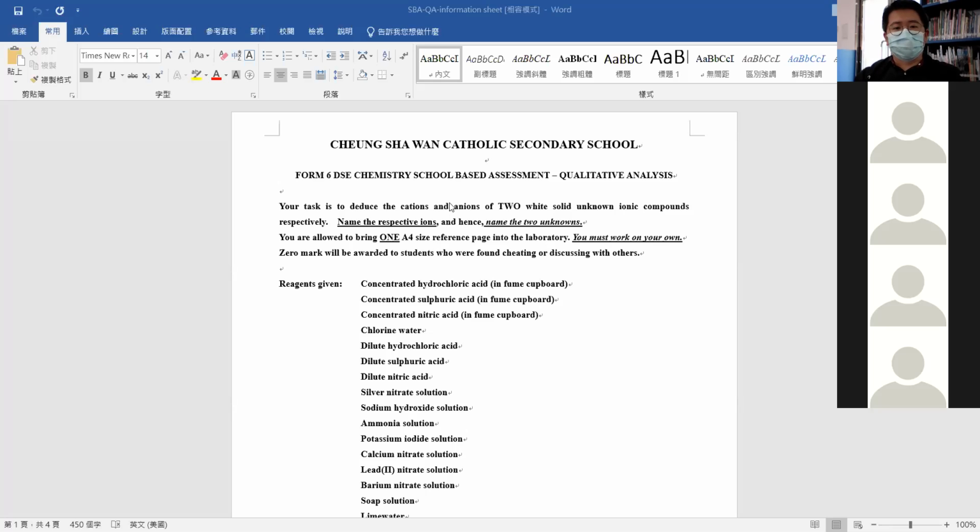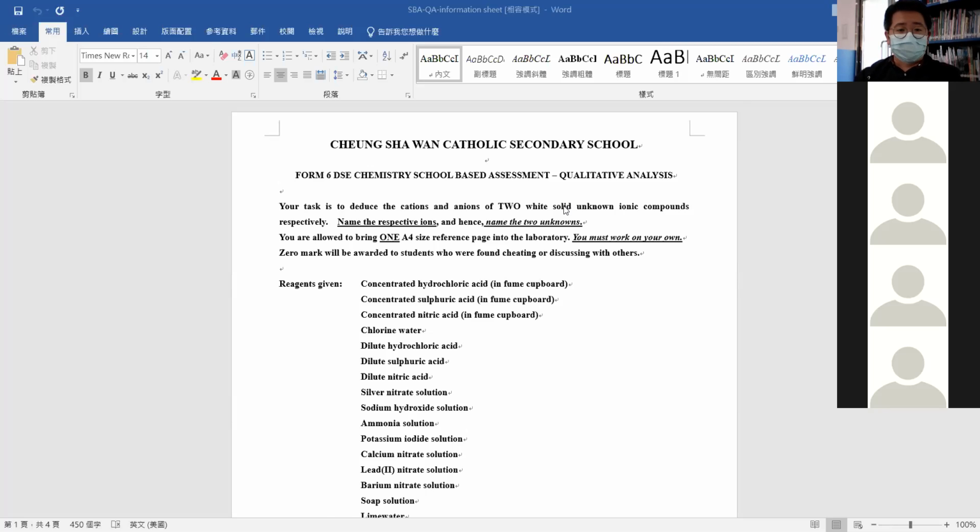You're going to deduce the cation and anion from two white solid unknown ionic compounds, which means it is just a simple salt, no double salt, no complex salt. What does it mean by double salt? For example, ammonium iron(II) sulfate. Inside that we have ammonium and iron(II) ions as cations, two types of cations and one type of anion. This is what we call a double salt. Some of them we call complex salts, just like tetraamminecopper(II) sulfate. Tetraamminecopper(II) is a complex ion, but we have another anion, sulfate. For those two types of salt, we will not ask you.